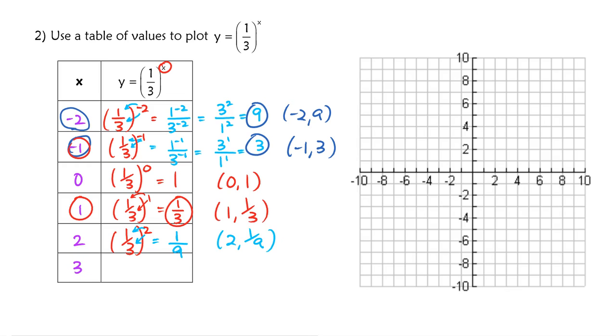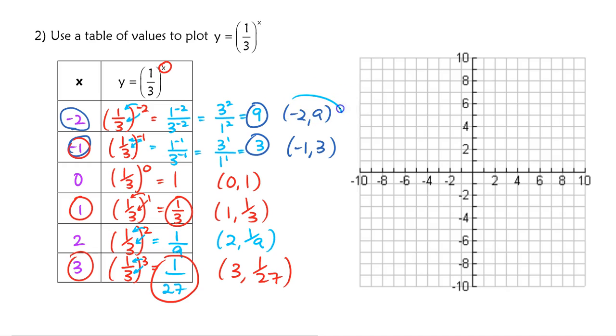When I plug in 3, I have 1/3 to the third power. Again, we distribute that 3 to both the numerator and the denominator. So I have 1 cubed and 3 cubed in the denominator. 1 cubed is staying 1. 3 cubed is 27. So I have the coordinate 3 comma 1/27. Okay, now we're going to go ahead and start plotting these points.